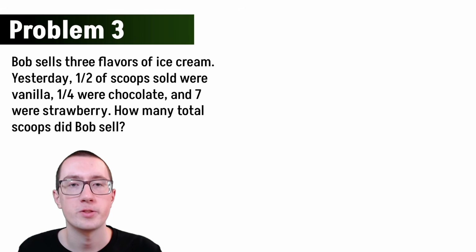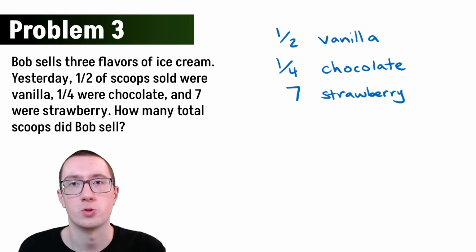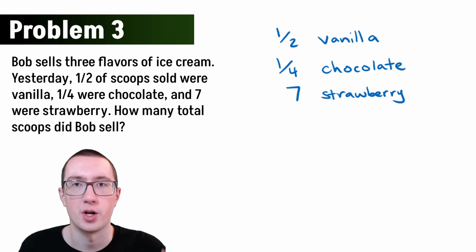It says Bob sells 3 flavors of ice cream. Yesterday, half of the scoops sold were vanilla, a fourth of them were chocolate, and 7 were strawberry. How many total scoops did Bob sell? So where do we start with this? Well, the way that I think we should start is we should figure out what fraction 7 is. What fraction is strawberry? And remember that the fractions should all add up to 1, to 100%.